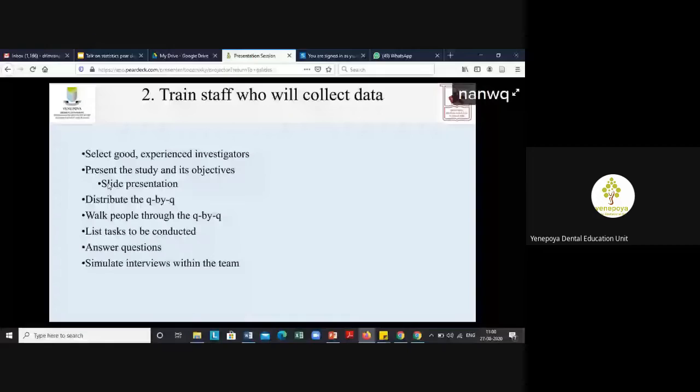This is what you mean by question guide to the person who is doing the study. Again, walk through question by question, list all the tasks to be conducted by that person, make him answer that question, simulate the interview. If he's doing the interview for you, simulate the interview. You can be a respondent, he can ask the question, so that you know where he's making the mistake, so that you can correct him before he goes to the field.